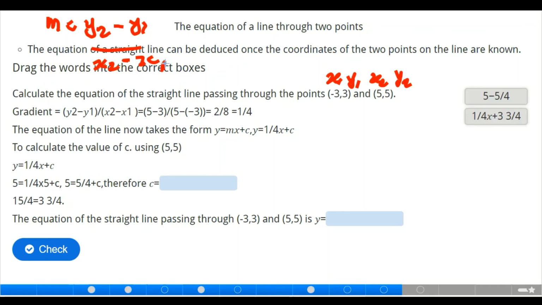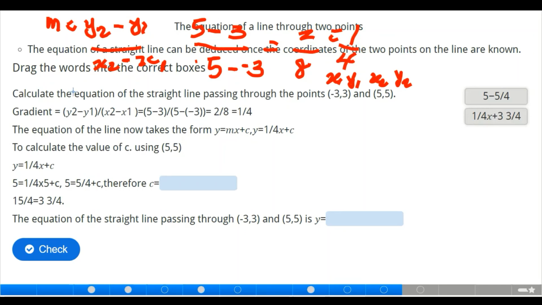Now, if that is the case, then what is y2? y2 is 5. What is y1? y1 is 3, so we have minus 3. Okay. Well, what is x2? x2 is 5, and what is x1? That is minus 3. So we have minus minus 3. So 5 minus 3, right? Which is what? That is 2, right? And 5 minus minus 3, that is 5 plus 3, which is 8. 2 can go into 2 how many times? 1. 2 can go into 8 how many times?